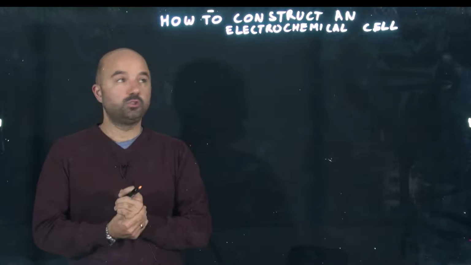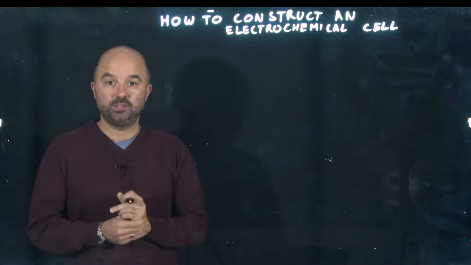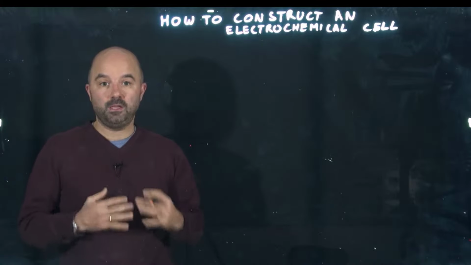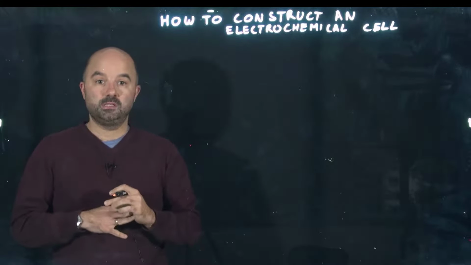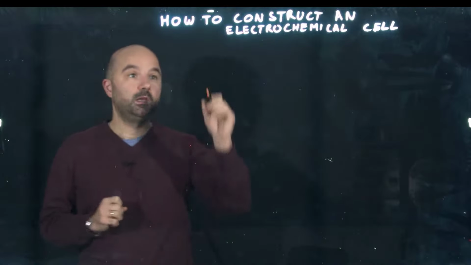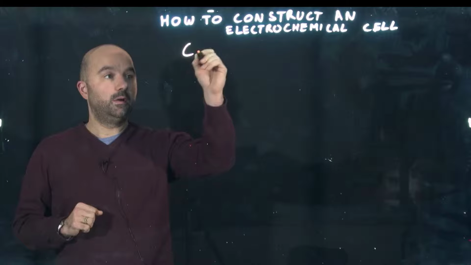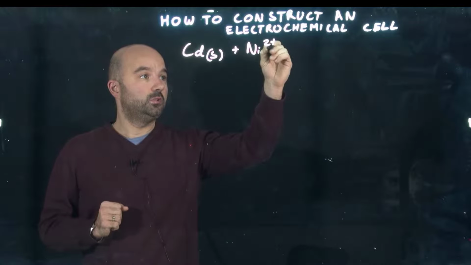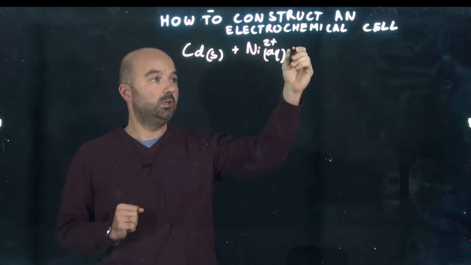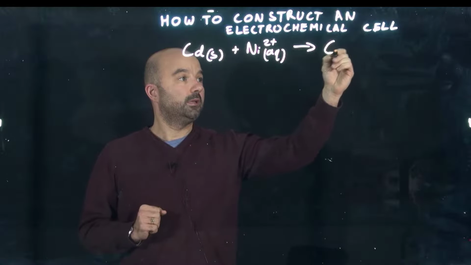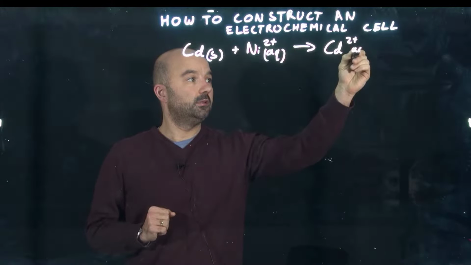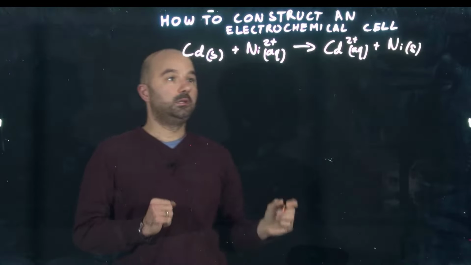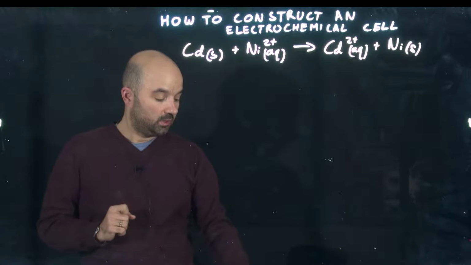We're going to try to construct an electrochemical cell from a given reaction. So let's first look at a typical reaction where we've got the transfer of electrons, which is a requirement in electrochemistry. So we're going to look at the reaction of cadmium solid plus nickel 2+ ions in aqueous solution going to give cadmium 2+ ions in aqueous solution plus nickel solid. So this is the reaction that we're going to be looking at.